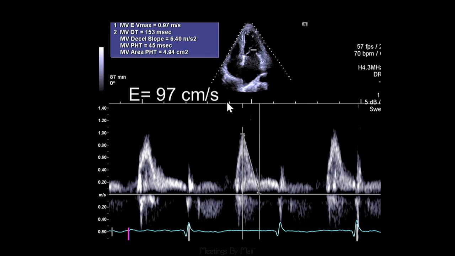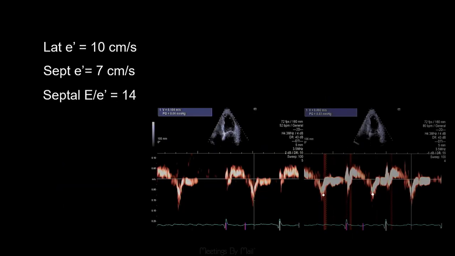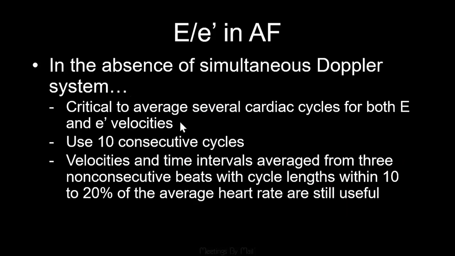E velocity is about 97. Our mitral valve decel time, you can see, is short, less than 160, it's 153. We have E primes that are 10 and 7 for the septum. We'll look at the septal E to E prime, and that's going to be 14 based off our prior E velocity. And just something I wanted to mention as a tip, when we're looking at E to E prime, it's very difficult, and it can be unreliable because we're averaging multiple beats. Typically, I think the suggestions are up to 10 consecutive cycles. That's a lot. Obviously, we want to get those slower sweep speeds to be able to see that.